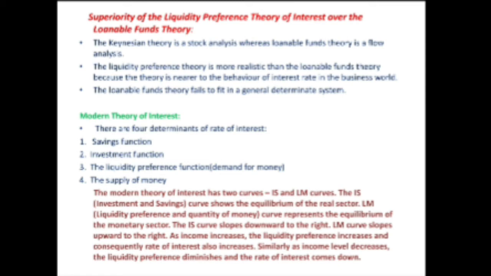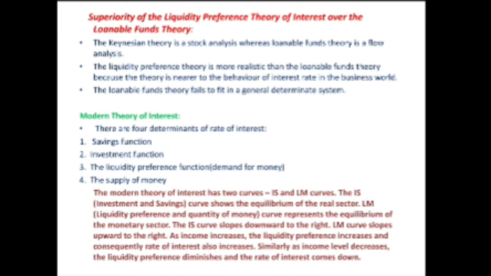Now we come to the important theory of interest given in modern times, which is known as the modern theory of interest. There are 4 determinants of the rate of interest according to the modern theory of interest. One is the savings function, one is the investment function, one is the liquidity preference function, and the other is the supply of money. The modern theory of interest has 2 curves, the IS curve and the LM curve. The IS curve, or the investment savings curve, shows the equilibrium of the real sector. The LM curve, or the liquidity preference quantity of money curve, represents the equilibrium of the monetary sector.